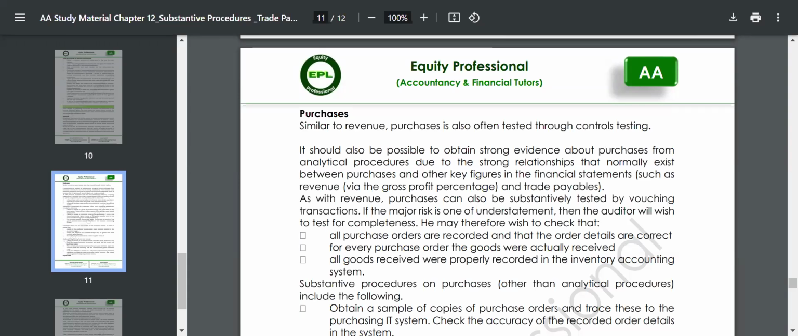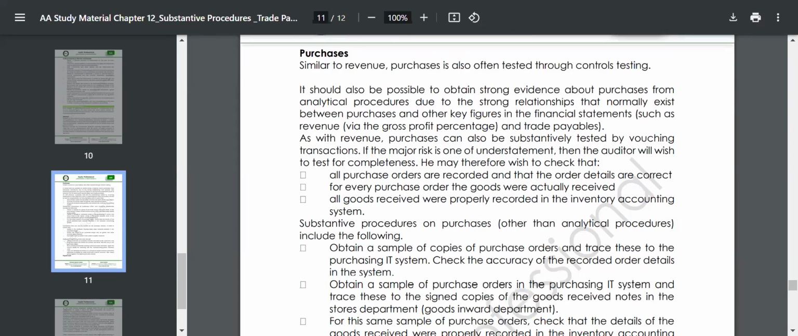How are goods received in the entity? Who received the goods? Were they stamped? The invoice, where were they recorded? All goods received must be properly recorded in the inventory accounting system. What is the inventory accounting system like? So these procedures will be carried out on purchases.